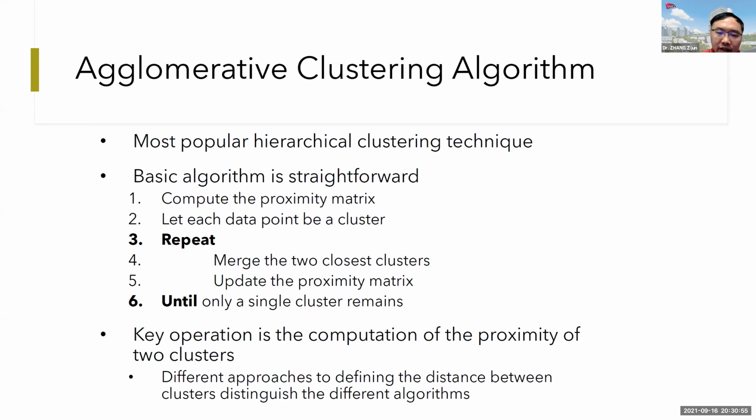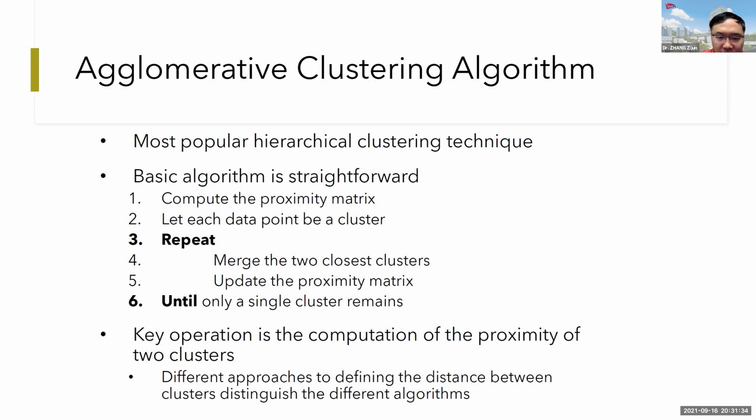It is the most popular hierarchical clustering technique, and its basic algorithm is very straightforward. First, based on the data points, you compute the proximity matrix. The proximity means the similarity or distance or closeness between each point and all the other points. And you let each data point be a cluster. So each one will be a cluster.